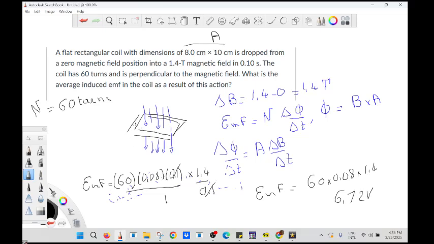So the EMF is induced. You're going to have a current induced as well that will oppose the increase of the magnetic field. So you're going to have a current induced here.